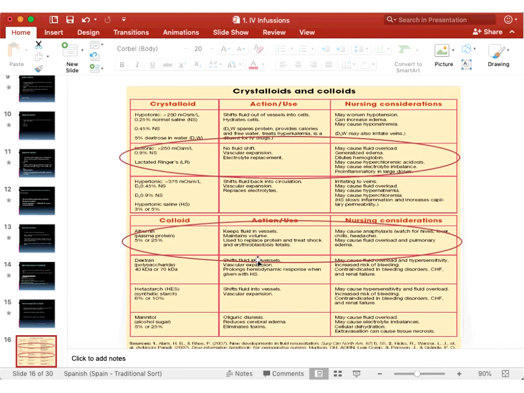And the other colloids that I told you about before are these: dextran, and look at the size of the molecule, 40 kilodaltons. This is a very, very large molecule, and it immediately shifts fluids from the interstitial space to the intravascular space. But it causes renal failure and eventually congestive heart failure. That's why colloids or starches are not used.